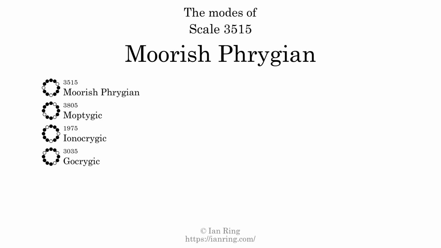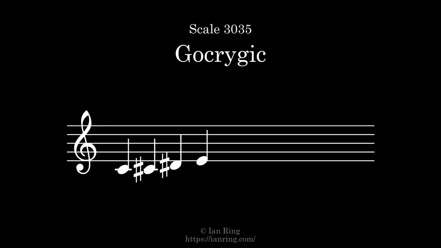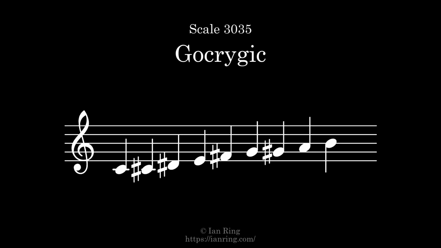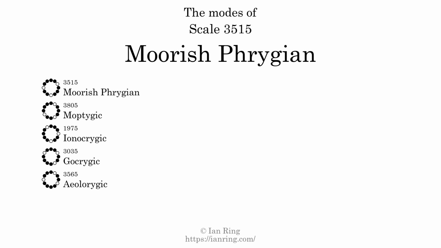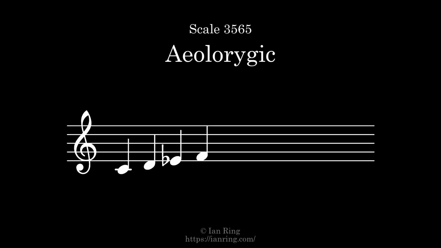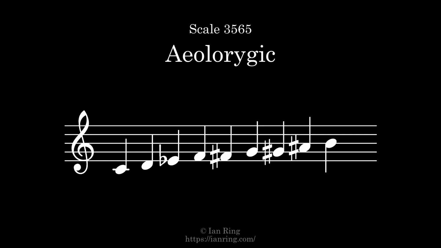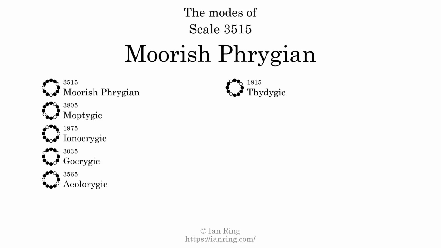The fourth mode is scale 3035, also known as acrygic. It sounds like this. The fifth mode is scale 3565, also known as illyrigic. It sounds like this. The sixth mode is scale 1915, also known as thydagic. It sounds like this.